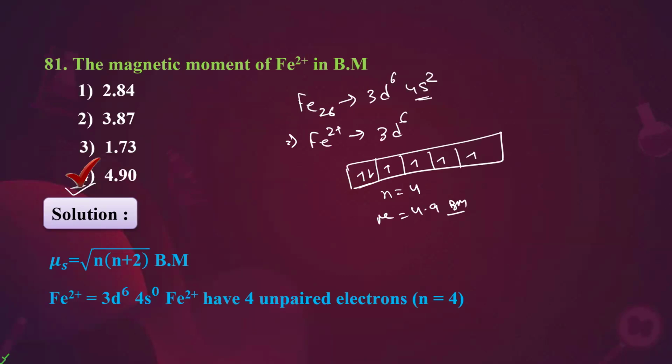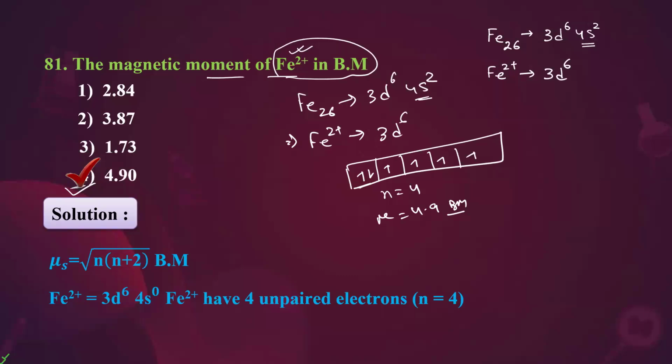Okay, see. What is the magnetic moment of Fe2+? You know Fe has atomic number 26. Outer electrons are 3d6 4s2. But it is given as Fe2+ ion, so we need to remove 2 electrons for 2 positive charges. Where do we have to remove electrons from? The outermost orbital, so we will remove electrons first from 4s. We remove 2 electrons, so the remaining electrons will be 3d6.